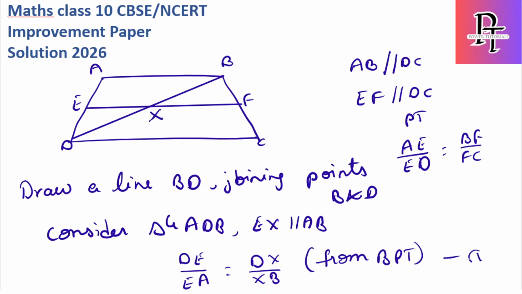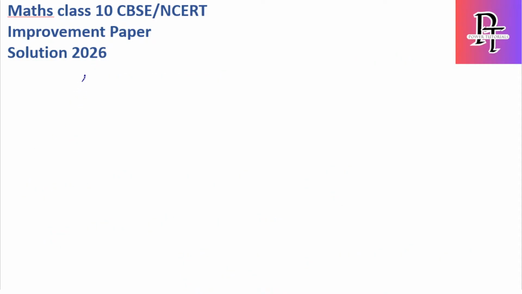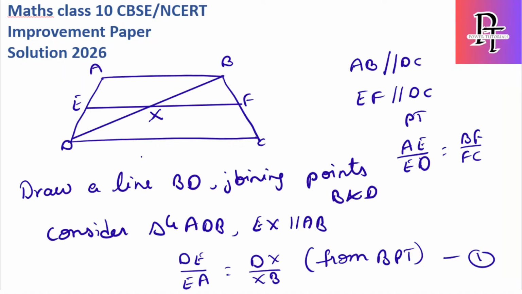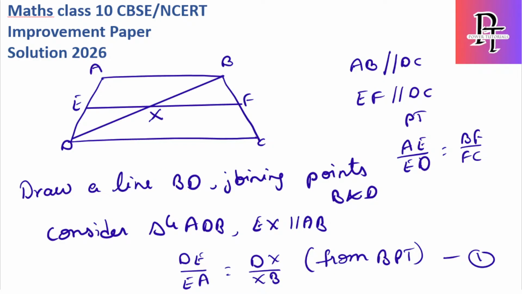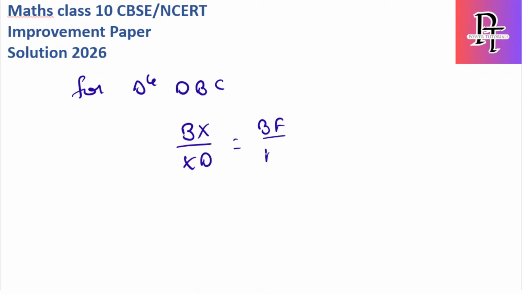So keep it as 1. In the same way, take triangle DBC. If you take the triangle DBC, then what ratios do we have to consider using BPT? Now it is BX by XD is equal to BF by FC, again using the BPT theorem. So this is nothing but 2.